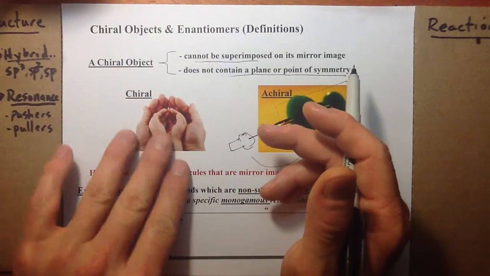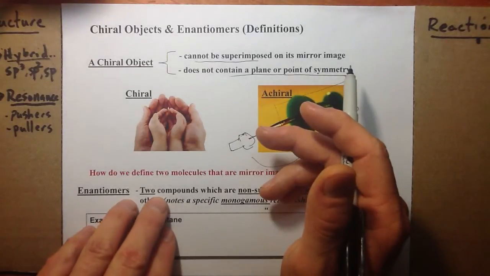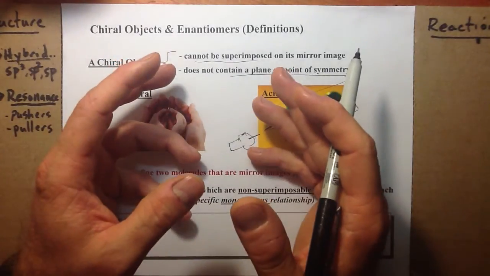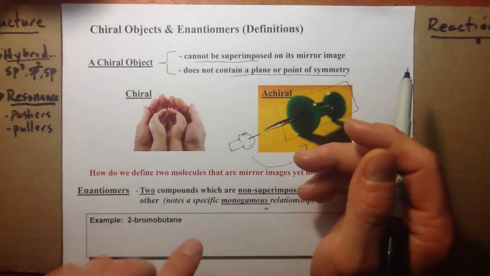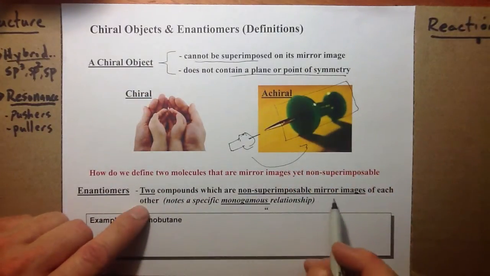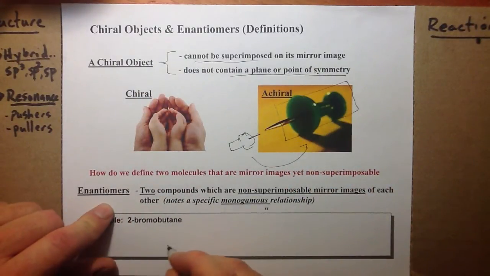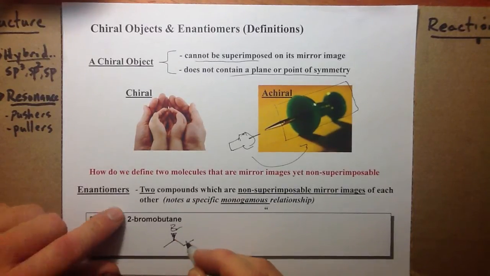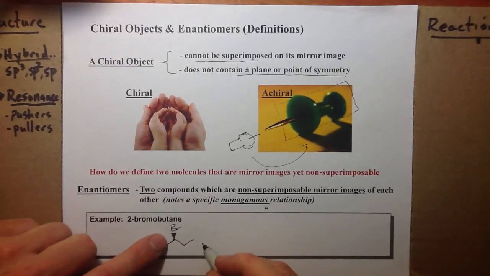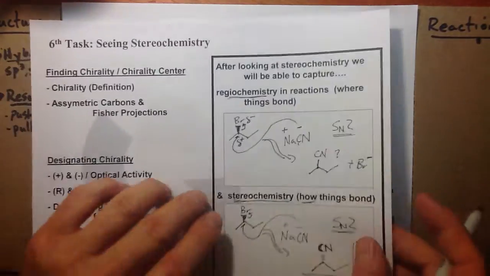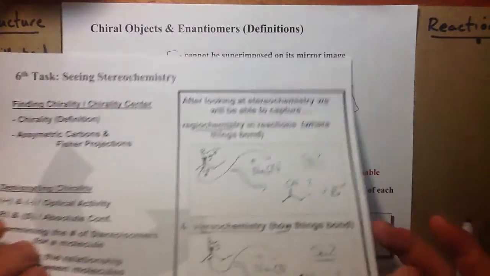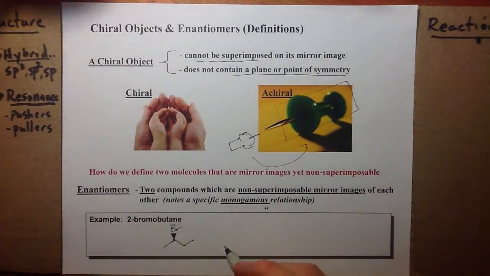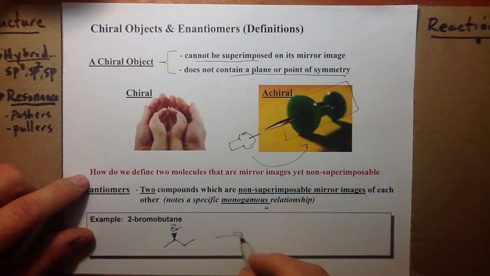And those two objects are called, we could call these hands. This doesn't really fit, because enantiomers is more a term for molecules, but we could call our hands enantiomers. They are non-superimposable mirror images. Again, this is really just for molecules. So let's draw that 2-bromobutane we started with on the last slide, shown on the wedge.